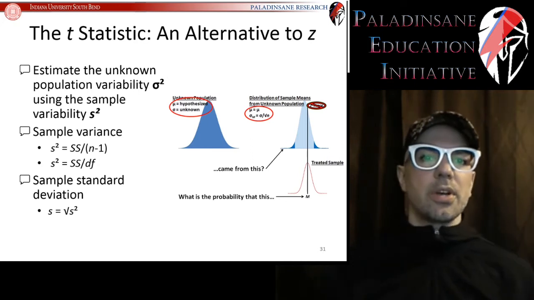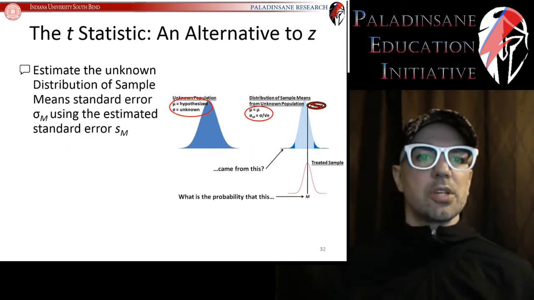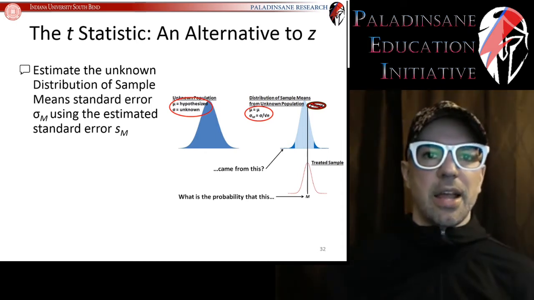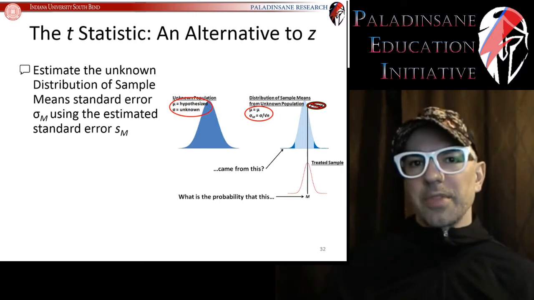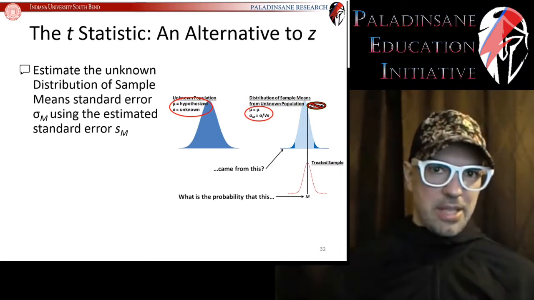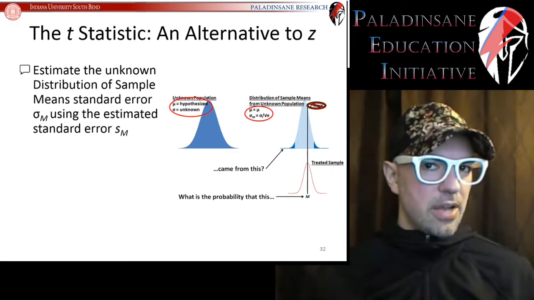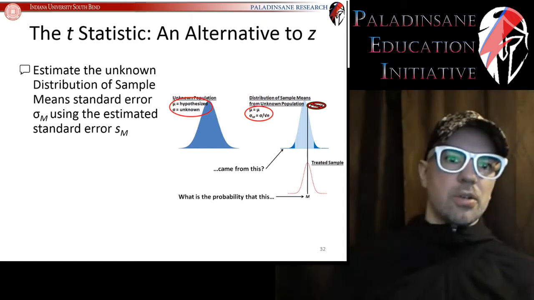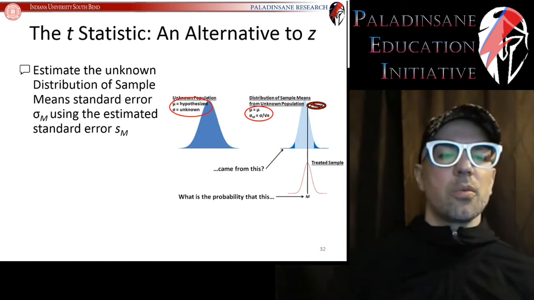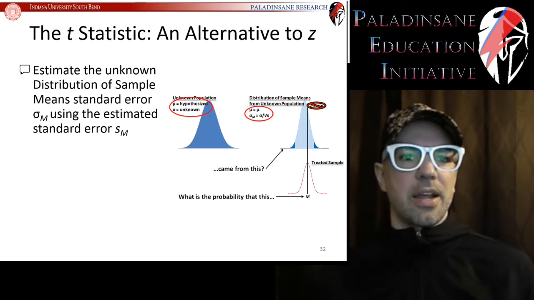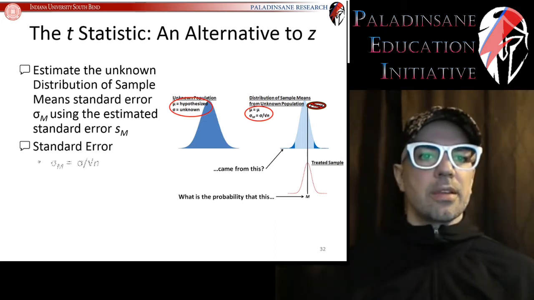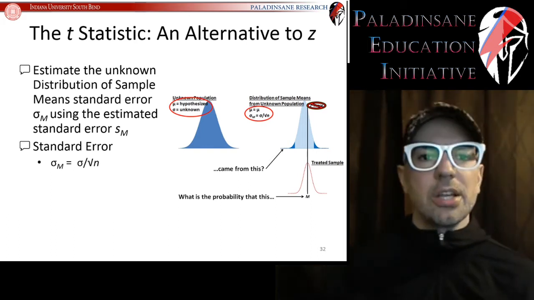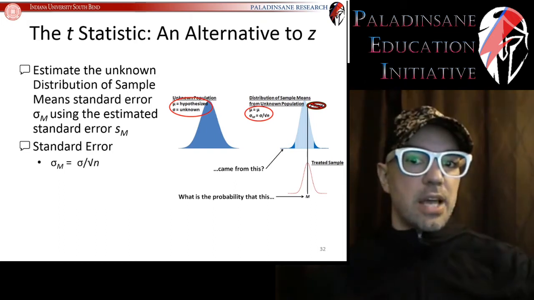And what we're going to do is estimate that unknown distribution of sample means' standard error with the estimated standard error. We're going to do the same thing that we did in Chapter 6, except instead of using the population standard deviation, we're going to sub in the sample standard deviation. So instead of calculating the standard error, we're going to calculate the estimated standard error. So the formula for standard error was the standard deviation of your population divided by the square root of the size of your sample.